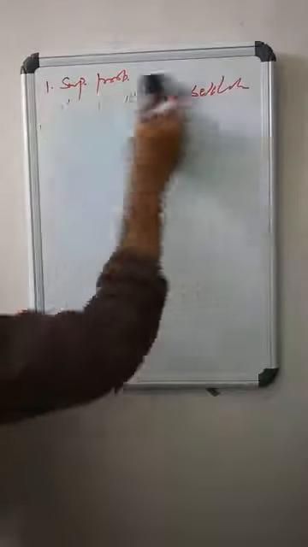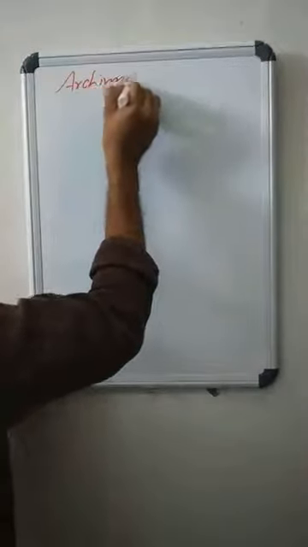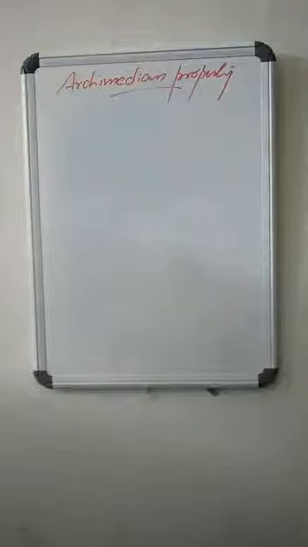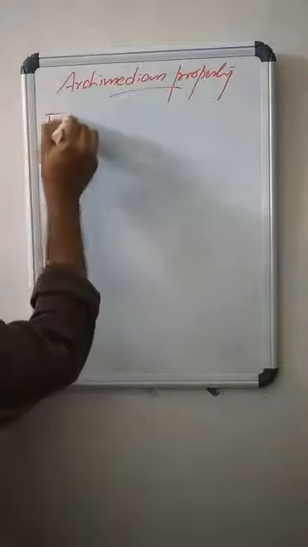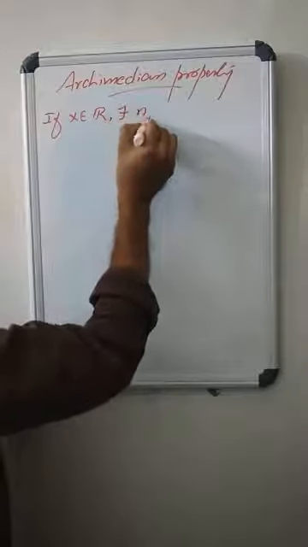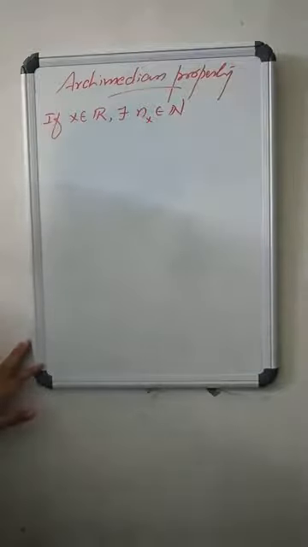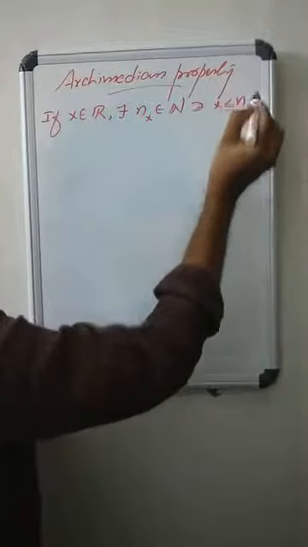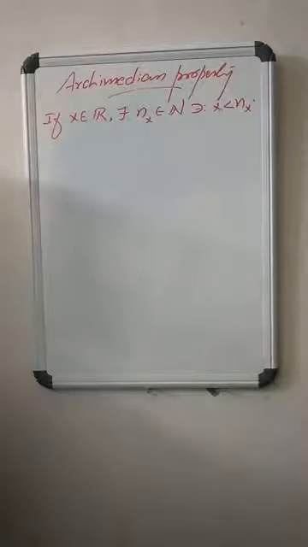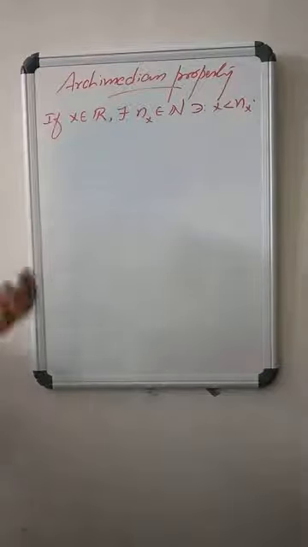Now let us discuss an important theorem, known as the Archimedean property. The statement of the Archimedean property is: if x belongs to R, x is any real number, then there exists an nx belonging to N, a natural number, such that x is less than nx. For any real number x, there exists a natural number nx such that x is strictly less than nx. This is a well-known property, the Archimedean property.